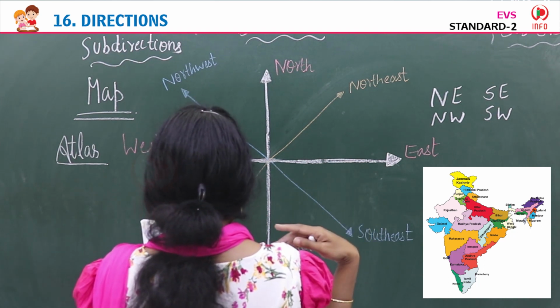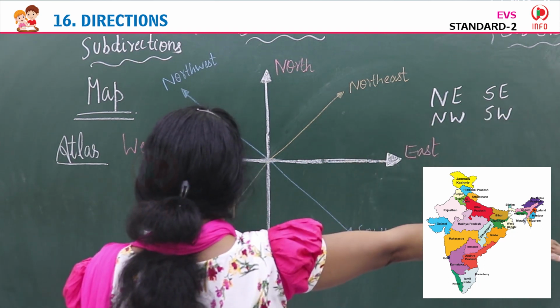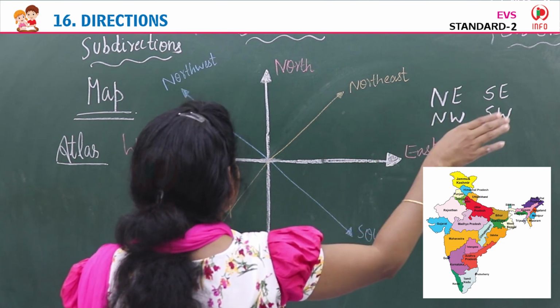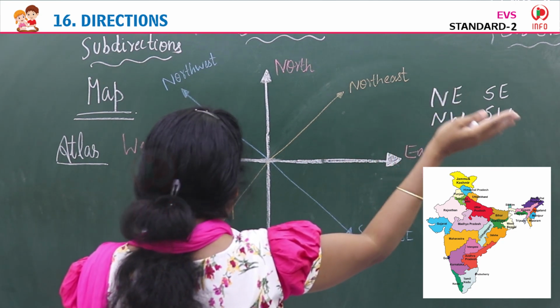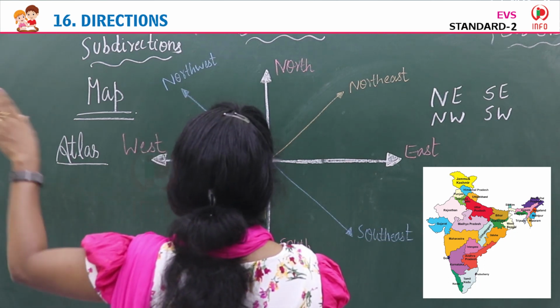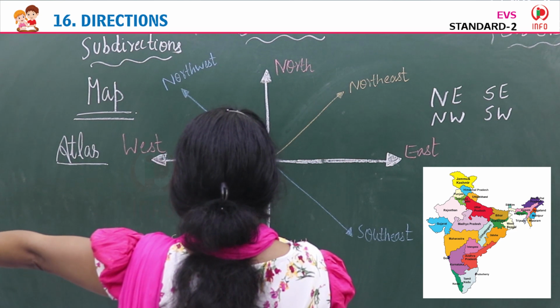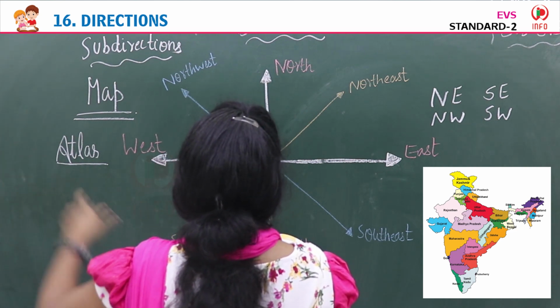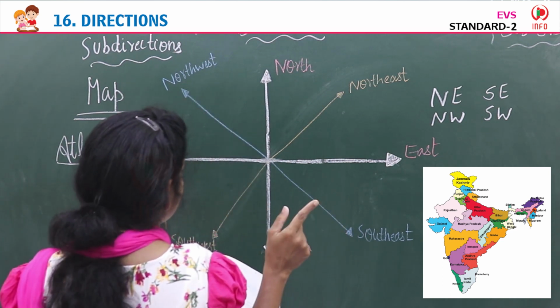Then your right side is the east, isn't it? On the right side you can see West Bengal. West Bengal is on the east side of the map, and Gujarat you can see on the west, because your left is the west. So here you can see Gujarat on the west.